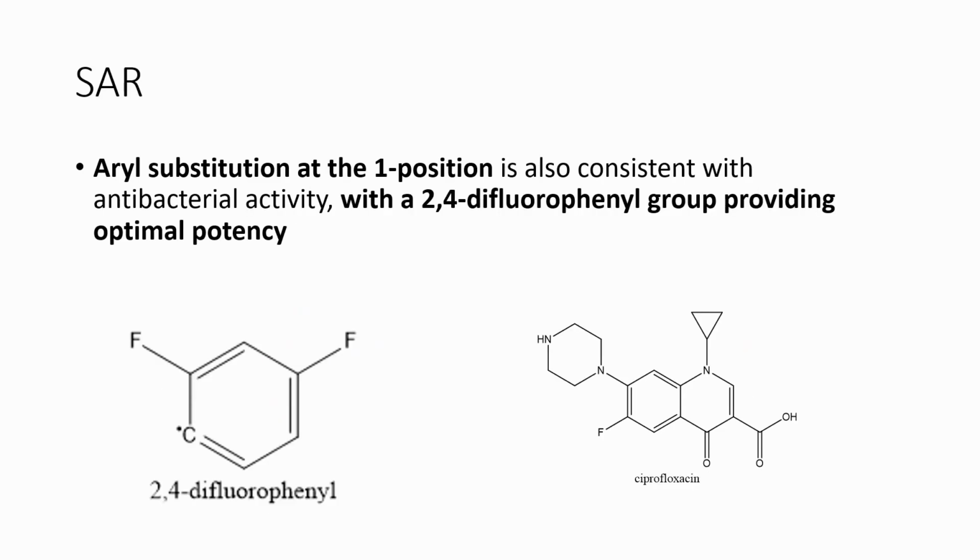Next, aryl substitution at the 1 position is also consistent with antibacterial activity, with a 2,4-difluorophenyl group providing optimal potency. So you can substitute this at position 1 if you would like to do so. However, all currently used quinolones in the market do not have this substituent. So this is a nice to have substituent, but it's not currently used in any structure as of the moment.